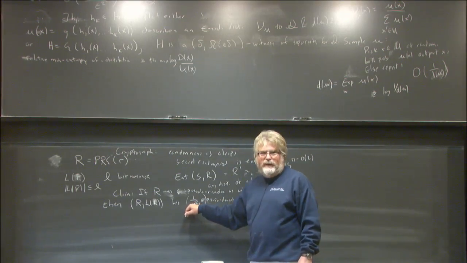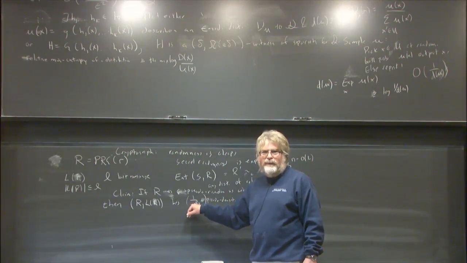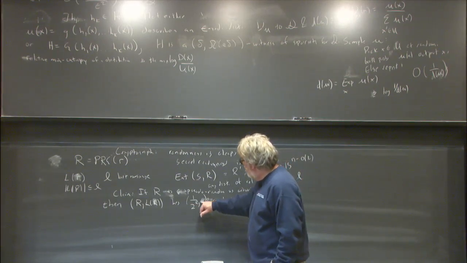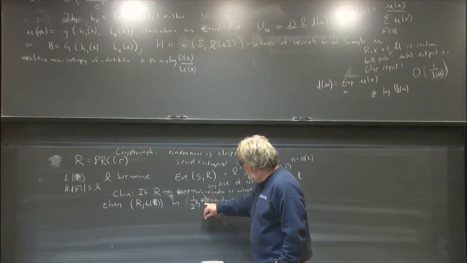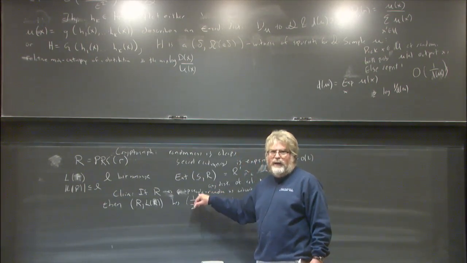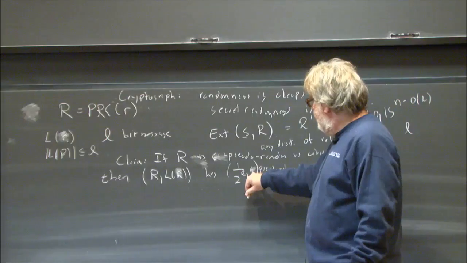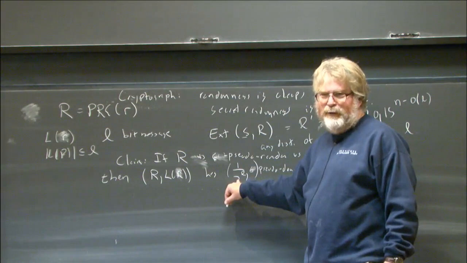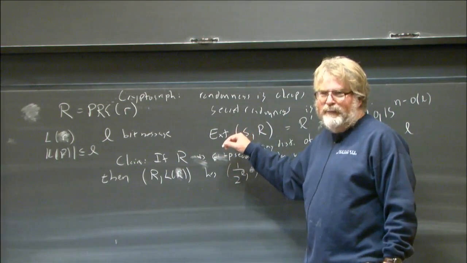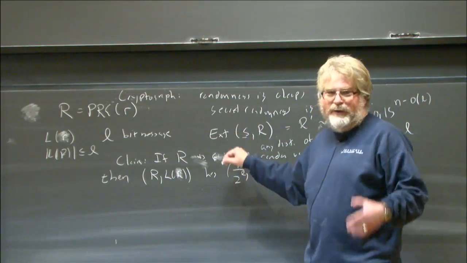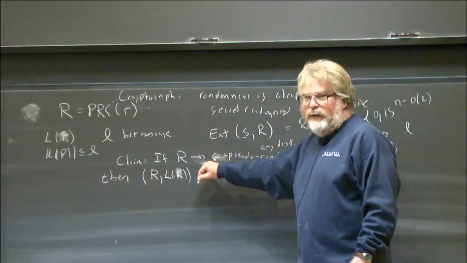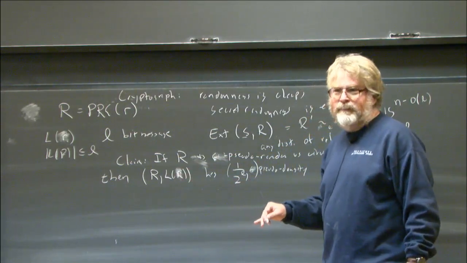The pseudodensity is exponentially small in L. Looking at what we need to apply the dense model theorem, we're essentially dividing this by this to get the final epsilon. So the final epsilon is going to increase by a 2 to the L factor. That's going to prevent us from leaking all the bits about the seed.